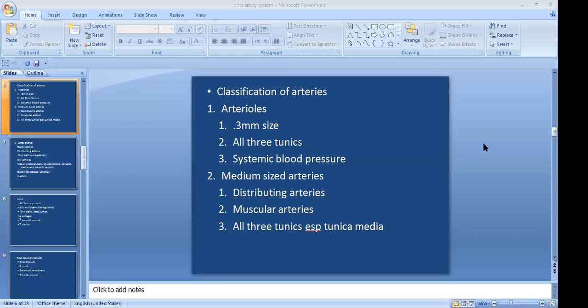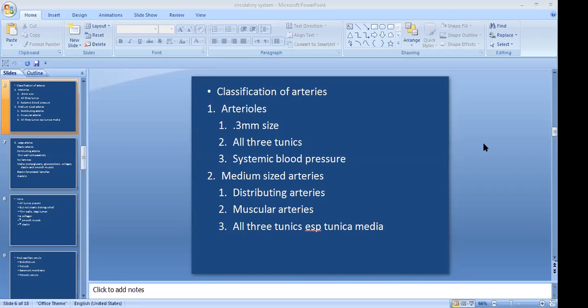This is one important point in the tunica media of the medium-sized artery: the tunica media is usually very big and its layers can reach up to 40 layers. The names of medium-sized arteries are distributing arteries and muscular arteries. All three tunicae are present, but especially in the tunica media, the smooth muscle layers can reach up to 40 layers, and it is very thick.